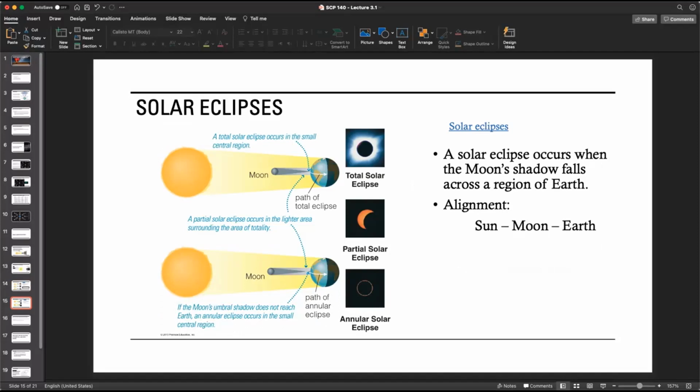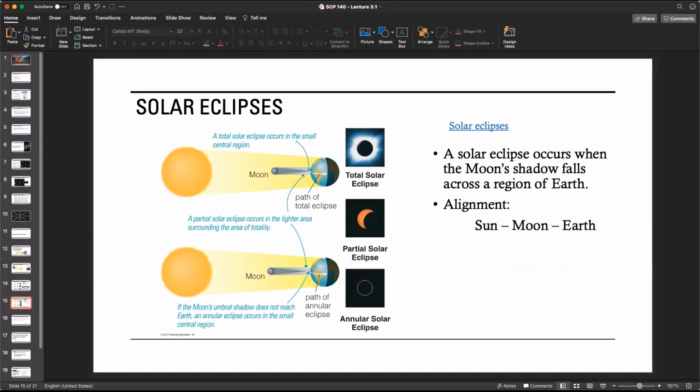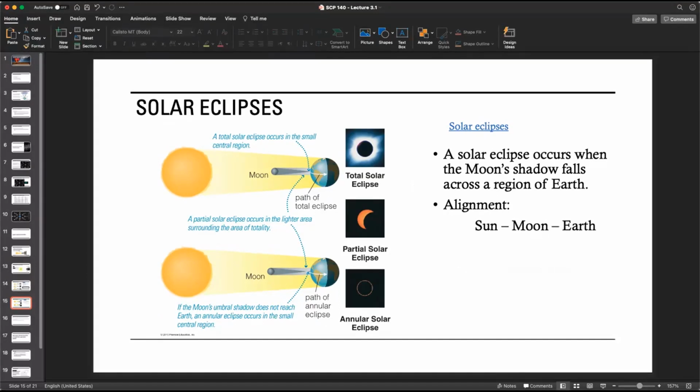All right, so that brings us to solar eclipses. There are three kinds that we talk about: total solar eclipses, partial solar eclipses, and annular solar eclipses. We may also talk about a fourth kind, which is called a hybrid. Did I just say lunar? I meant solar if I did. A hybrid solar eclipse.